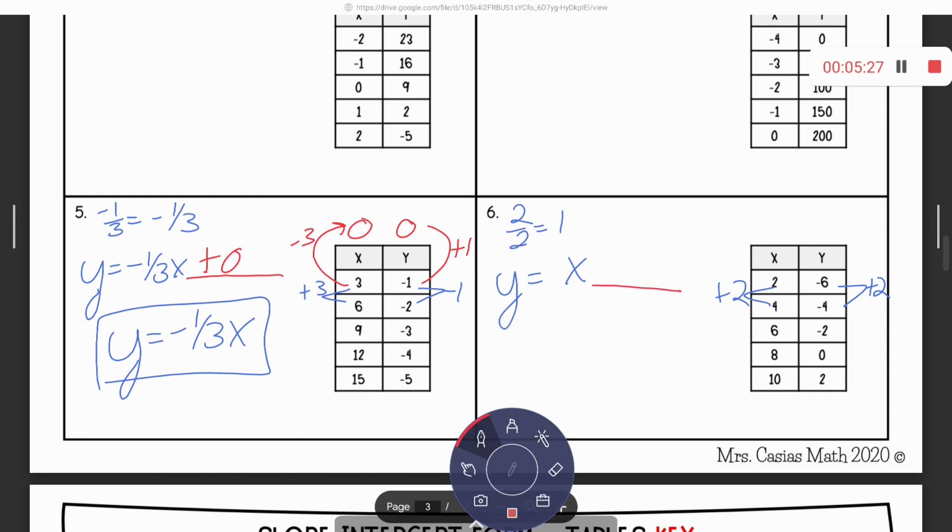So now I need to find the back. But again, I run into the problem where there's no zeros. So I need to figure out when the 0 is. My pattern right now is every time I add 2 on y, I add 2 on x. Add 2, add 2, add 2. So I would have to take away 2 here. And negative 6 minus 2 is negative 8. So this is minus 8. So my equation is y equals x minus 8.